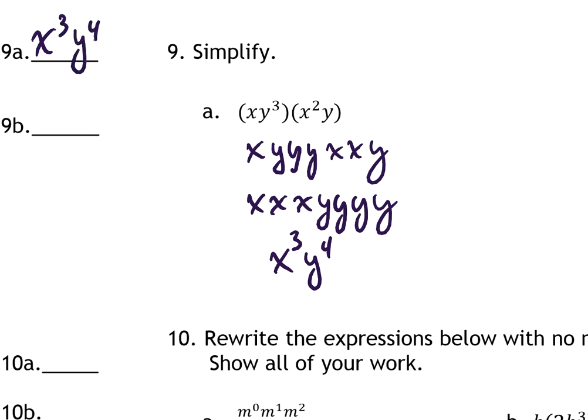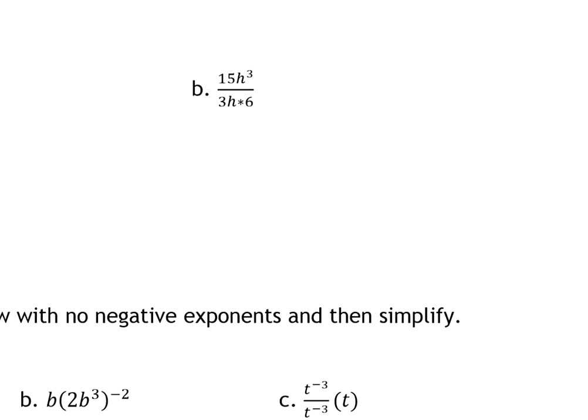Let's take a look at question B. If I consider that numerator, the numerator is 3 times 5, and then I actually have 1, 2, 3 factors of h.